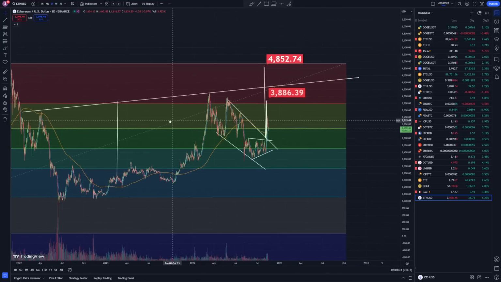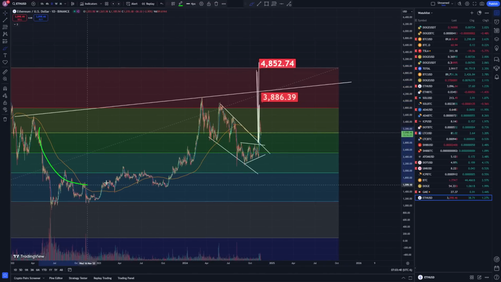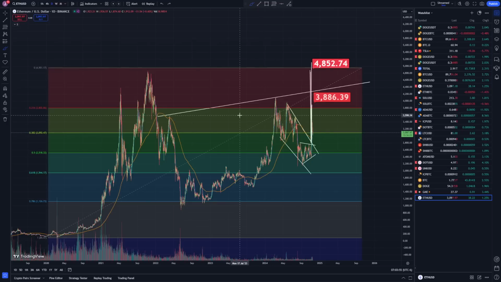Drag from the top to the bottom of that cup pattern, drag that to the breakout where it broke out of that channel pattern, because we have the cup, we have the handle. Once we break out of that handle, then we could target from the top to the bottom, and that gives us that target of around 4,852, which basically takes us all the way to the previous top or around there.